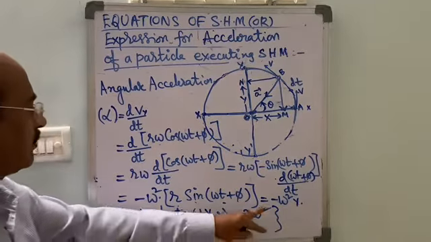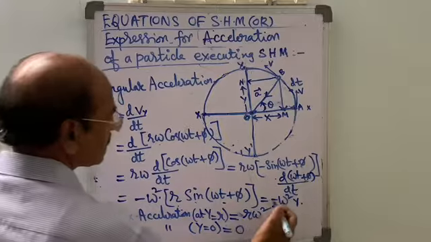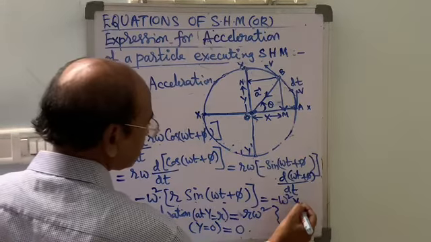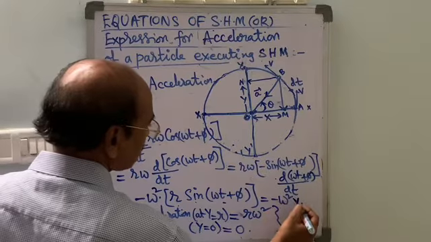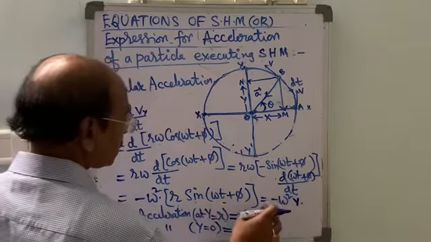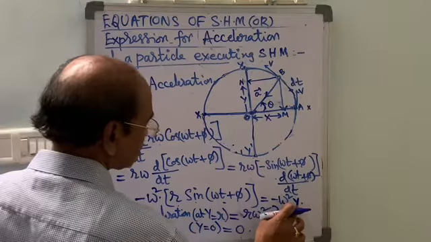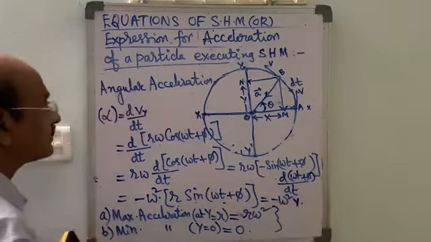We take here only magnitude, because the minus sign indicates the acceleration and displacement are opposite to each other. Therefore acceleration is in the positive direction if we take displacement as minus y, omega square into minus y.